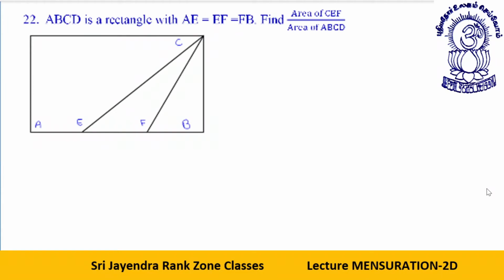The first question is ABCD is a rectangle with AE is equal to EF is equal to FB. Find area of CEF upon area of ABCD. Students, AE, EF and FB all are equal. You have to find the area of CEF. This sort of question I have taught you while I was teaching you the basics. See, this is a rectangle. Area of CEF upon area of ABCD. See, first thing, the moment you convert it into a triangle, in denominator there is a rectangle, over it is a triangle, your answer will be half.